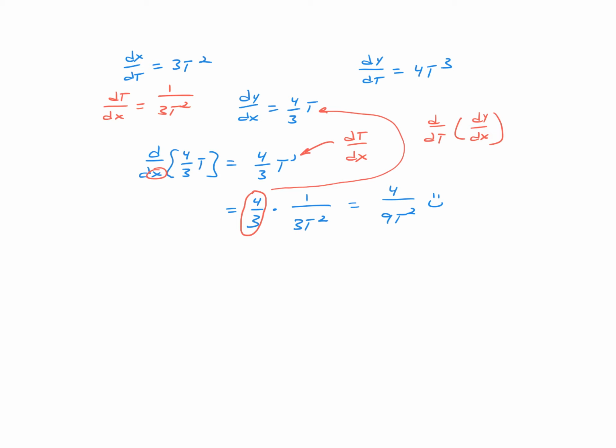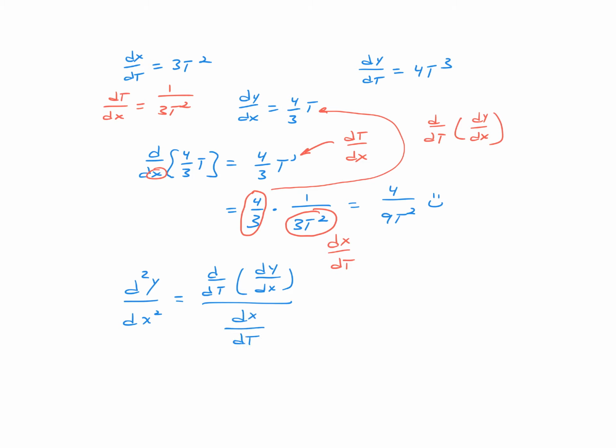And this here is simply dx/dt. So if we rearrange what we did, we could say that the second derivative is equal to the derivative with respect to t of dy/dx over dx/dt. That, by the way, is the correct parametric second derivative formula.